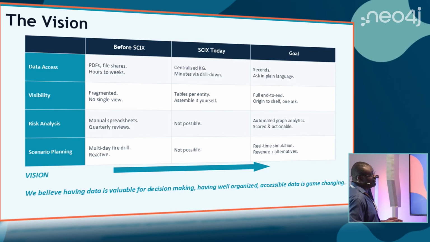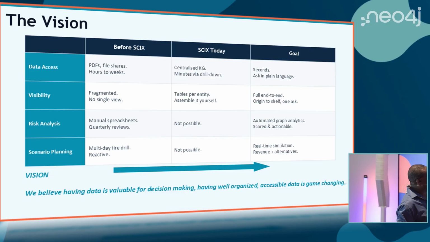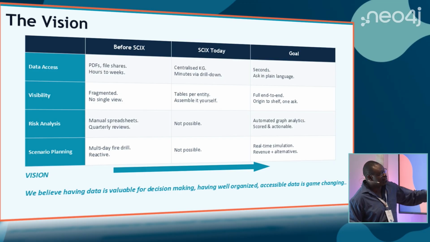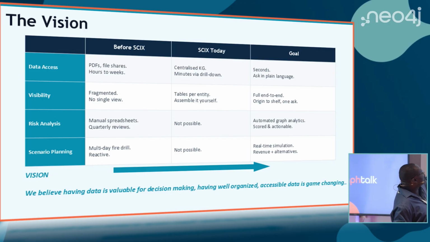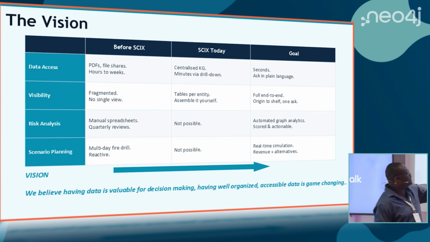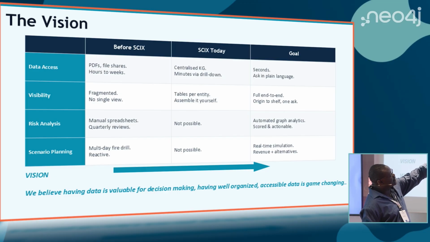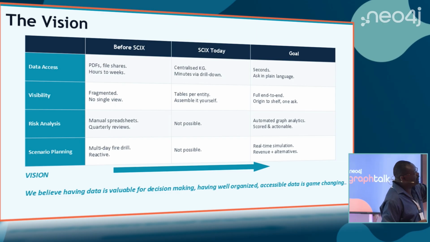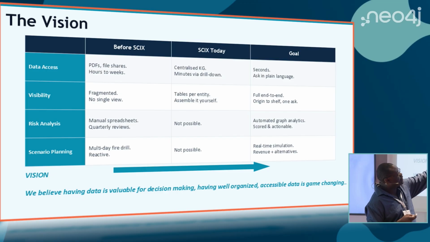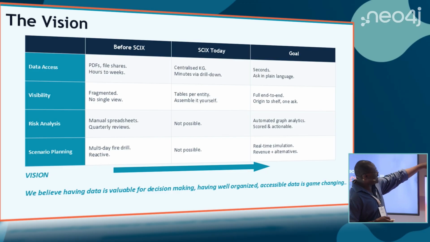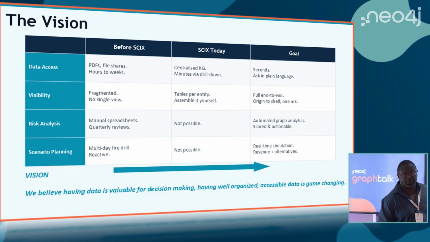So yeah, we do have something that works, but the vision is you want to move from the way it was before across these: data access, visibility, risk analysis, scenario planning. We did move from it being fragmented, manual spreadsheets, multi-day fire drills, etc., and we centralized that into a knowledge graph. And yeah, you can do that in a few minutes. You can get whatever you want, but it's still this drill down and the need to be taught how to use it. That knowledge graph is producing tables per entity, and you're assembling it yourself. And things like risk analysis, scenario planning, etc., are not possible on what we currently have.